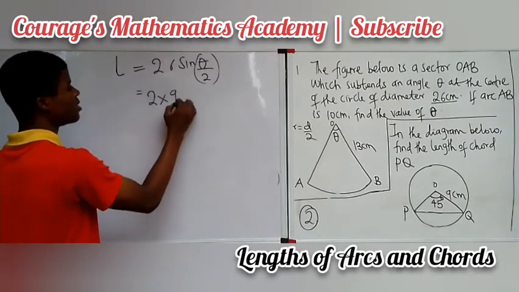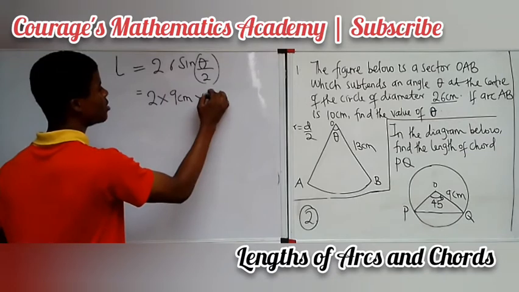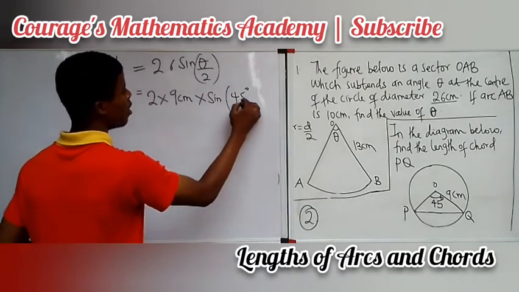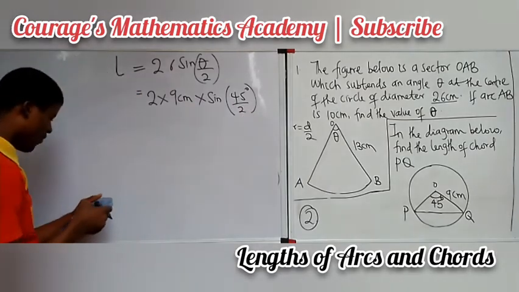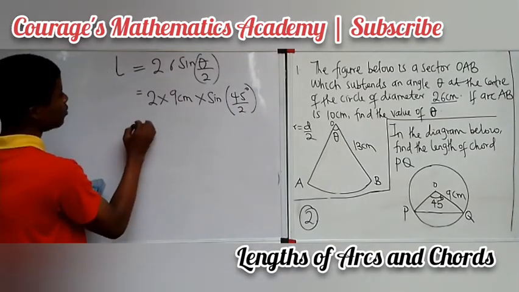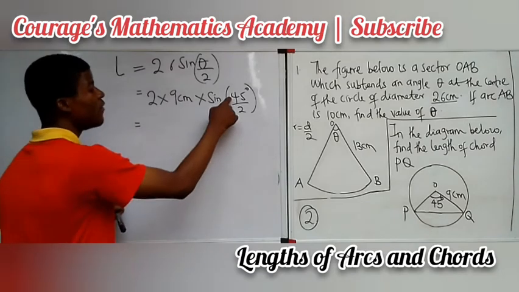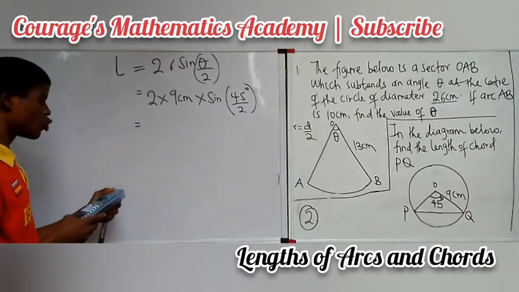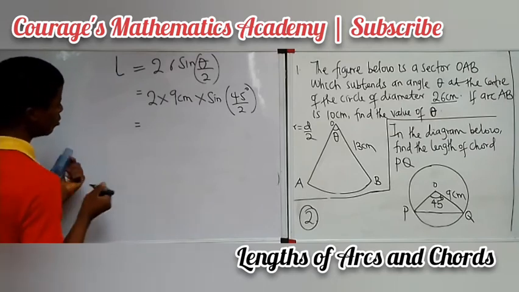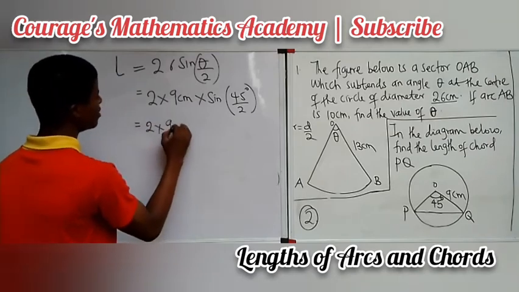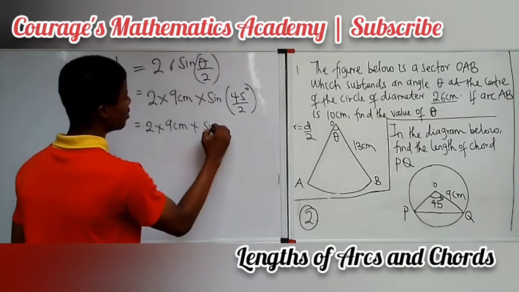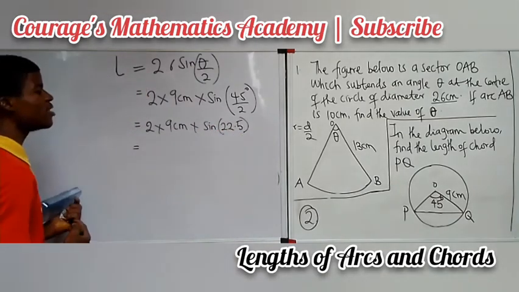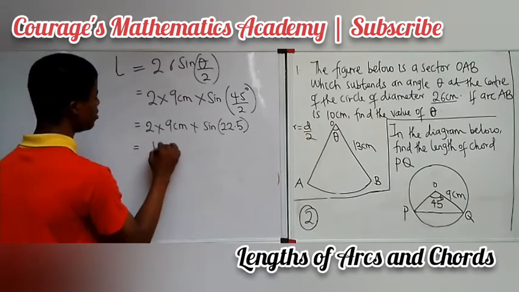So let's go. The radius is 9 centimeters times sine of theta, 45 degrees over 2. So first of all, say 45 divided by 2. That's 22.5. So this is 2 times 9 centimeter times sine of 22.5. 2 times 9 is 18. This is 18 centimeter.